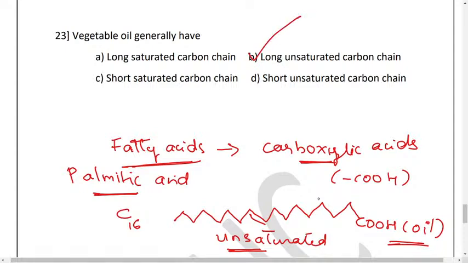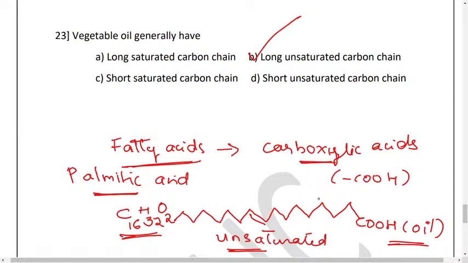Palmitic acid means C16, H32, O2. This is the formula of what? Palmitic acid. C16, H32, O2. 16 carbons are there. At one position, it contains what? Double bond. Therefore, it is called a long carbon chain with the carboxylic acid. How does that long carbon chain exist? In the form of an unsaturated one, because at one of the positions it contains what, dear students? Double bond.